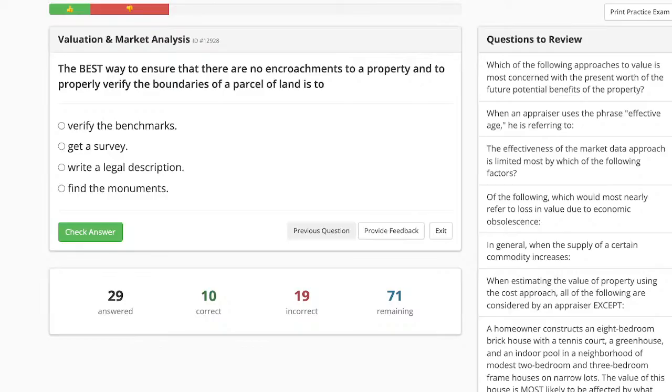Okay, so economic obsolescence is when your property loses value due to issues outside of the property lines. Extraneous to the property lines, you sometimes hear. Okay?